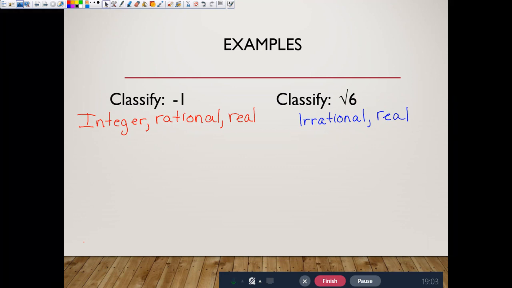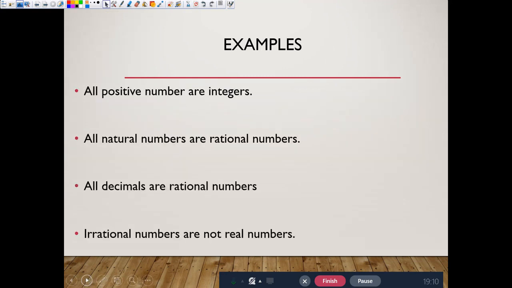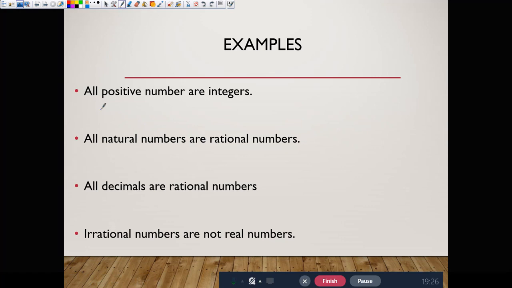So we have some statements here that we're going to be telling if they're true or false. So all positive numbers are integers. Is that true? No. Like 1, 2, 3, 4, 5, 6, 7, 8, 9, 10, 11, 12, 13, 14. Yeah? Yeah, that's true. All natural numbers are rational numbers. Natural numbers are counting numbers. Yes, true.